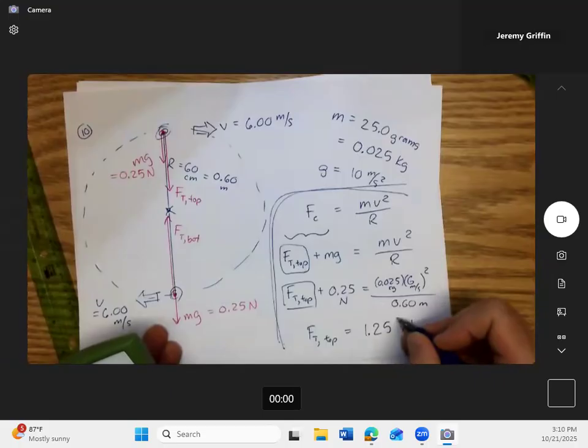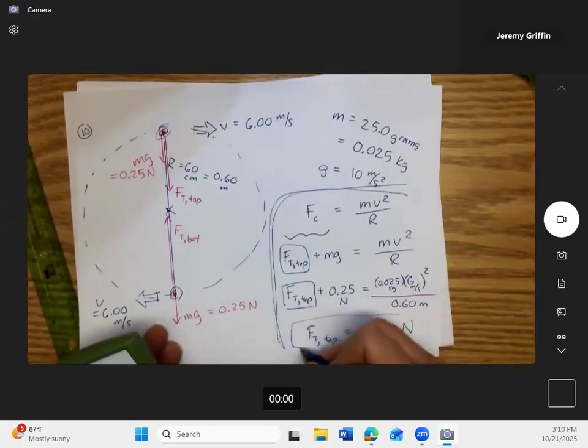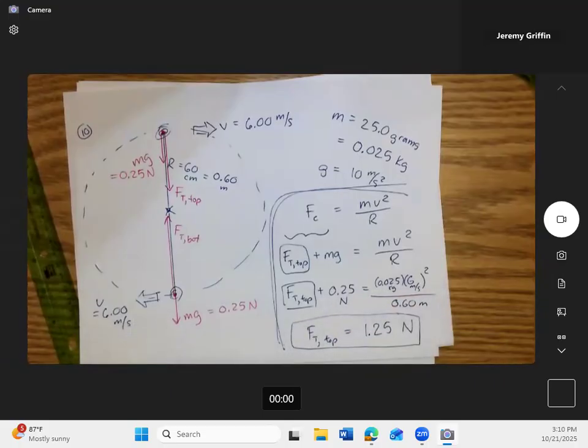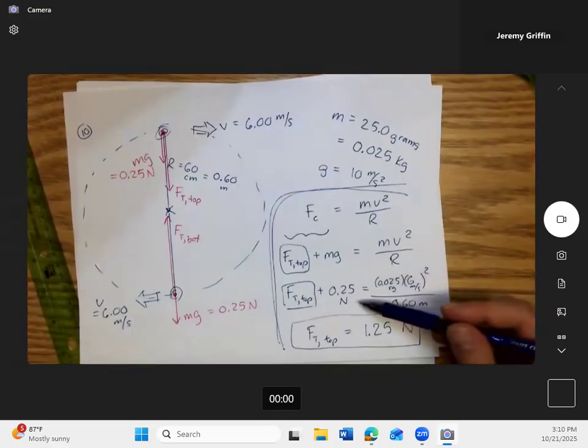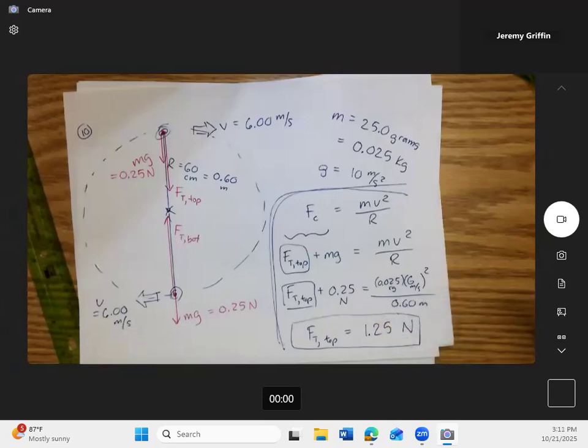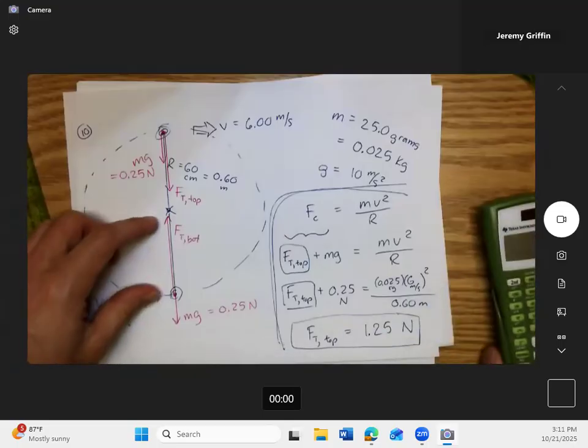All right, and for the win, 1.25 newtons. So it turned out this whole fraction expression was 1.5 newtons. So you need 1.5 newtons acting as centripetal force. 0.25 of those are already provided by the weight. Therefore, you only need 1.25 more from the tension to complete the necessary centripetal force. You guys get that? Okay. But we still have to figure out the tension at the bottom.